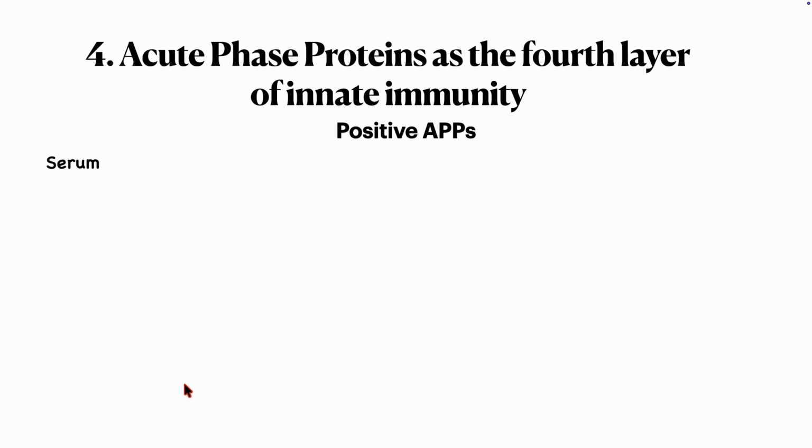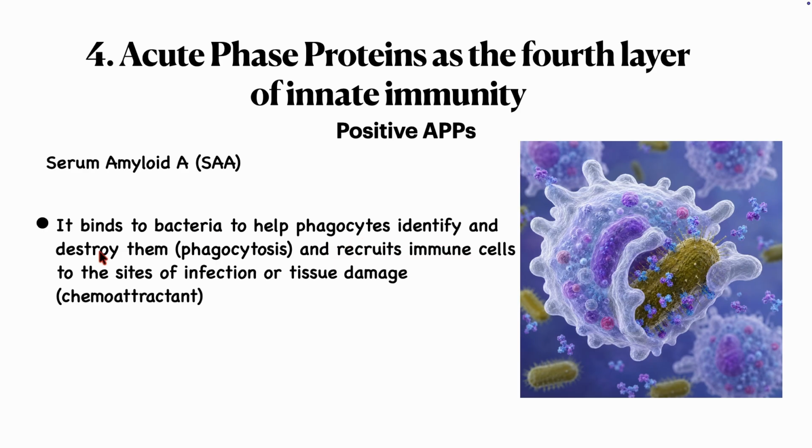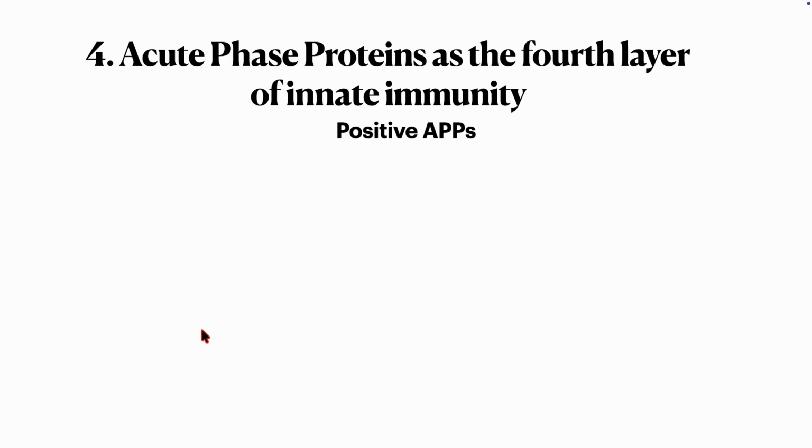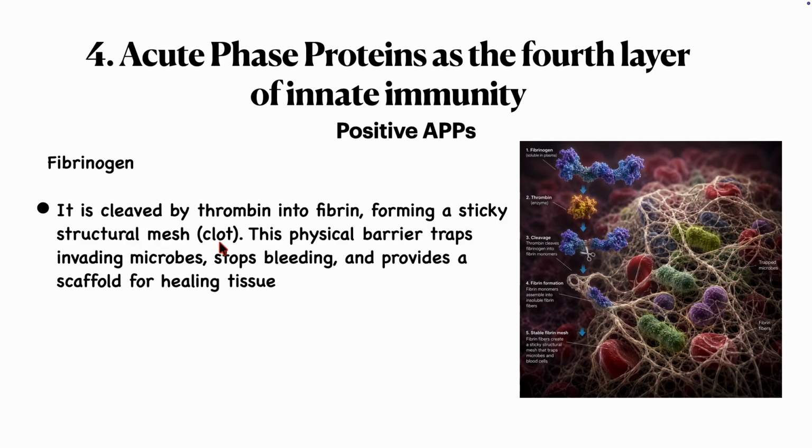Another APP is serum amyloid A, or SAA. It binds to bacteria to help phagocytes identify and destroy them via phagocytosis and recruits immune cells to the site of infection or tissue damage. That is called chemoattractant. The third APP that you should know is fibrinogen. It is cleaved by thrombin to fibrin, forming a sticky structural mesh or clot. This physical barrier traps invading microbes, stops bleeding, and provides a scaffold for tissue healing.